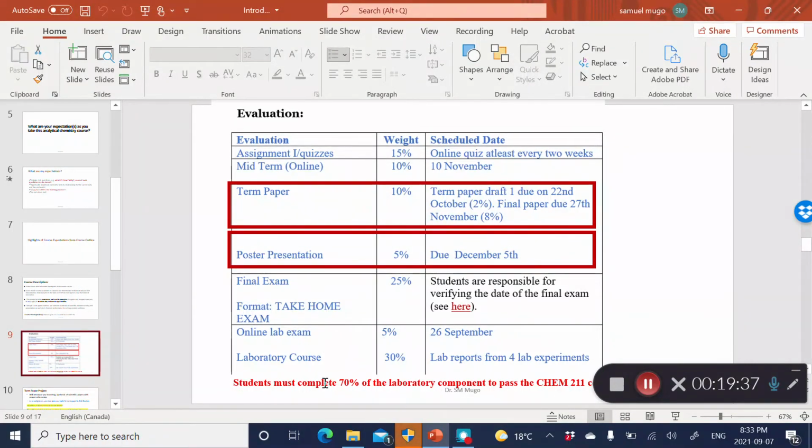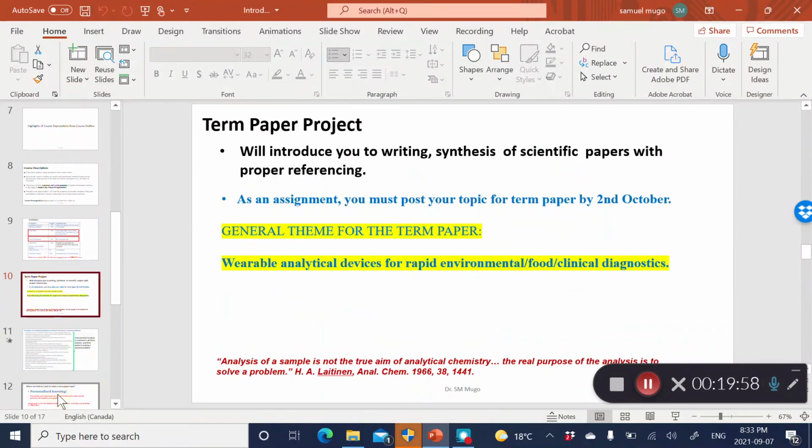So remember this, students must complete 70% of the lab component to pass this course. Again, as I've said, Chem 211, it's applied analytical chemistry. It's about doing, and as such, the experiential learning that you get from the lab becomes a very critical component of analytical chemistry. Let me very quickly talk about, in the next couple of slides, the term paper, which I'm sure you guys have got some questions about.